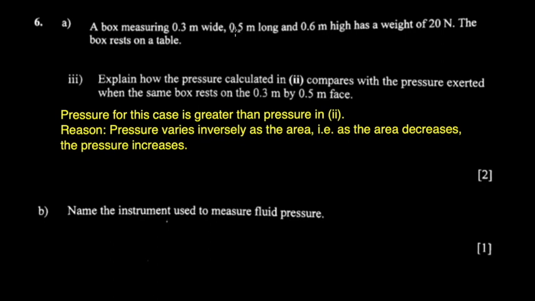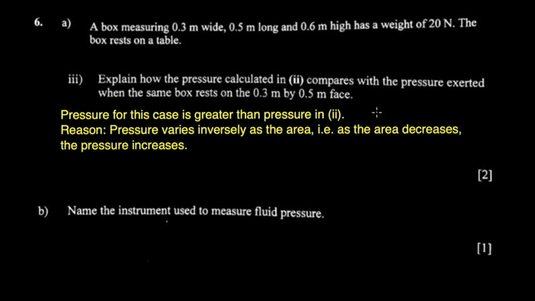Why? Because the area that we got initially was 0.3 square meters, if you still remember. Here the area would be less. It would be 0.15 square meters, so it would be exactly half of the area that we calculated previously. So the pressure varies inversely as the area.